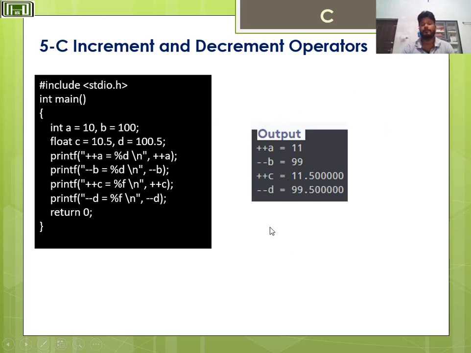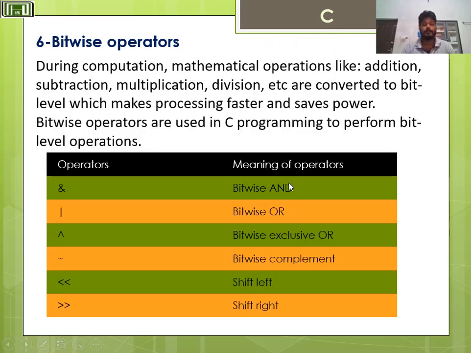This is the importance of increment and decrement operators. Increment operator increments by 1 and decrement operator decrements by 1. We have pre and post increment. In the pre-increment, the operator comes before the operand, then in the post-increment the operator comes after the operand. So this is about increment and decrement operators.